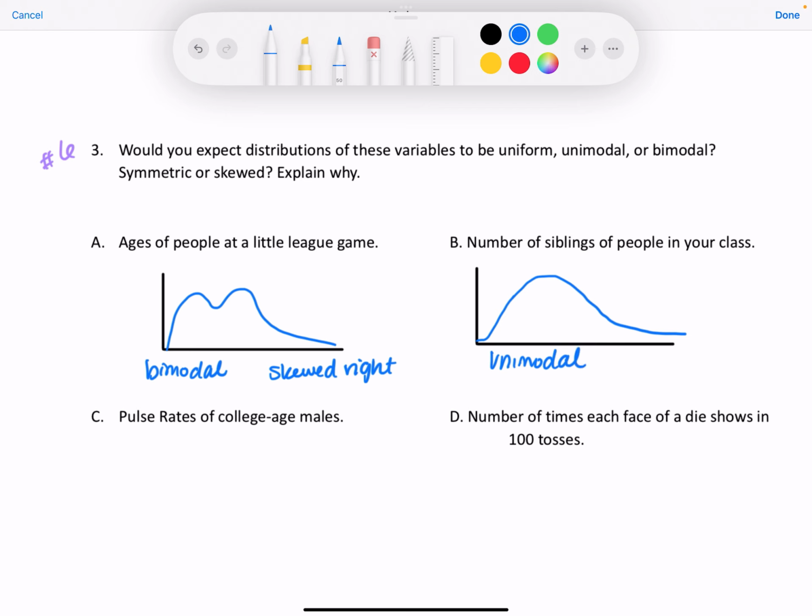Okay. So would uniform have to be like all basically level across? Yeah. So there's not many of those. Basically. Correct. Uniform is rare.